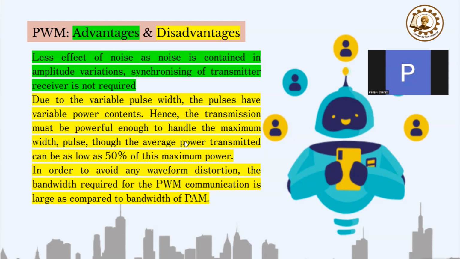But here the problem arises that you have to design it in such a way that it is able to handle the maximum width. Although the average power transmitted can be low, you have to handle the maximum width. And in order to avoid any waveform distortion, the bandwidth required for PWM communication is large as compared to the bandwidth of PAM.